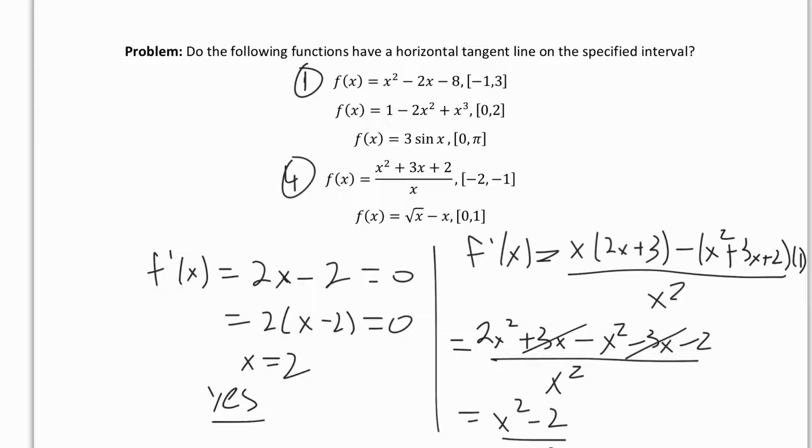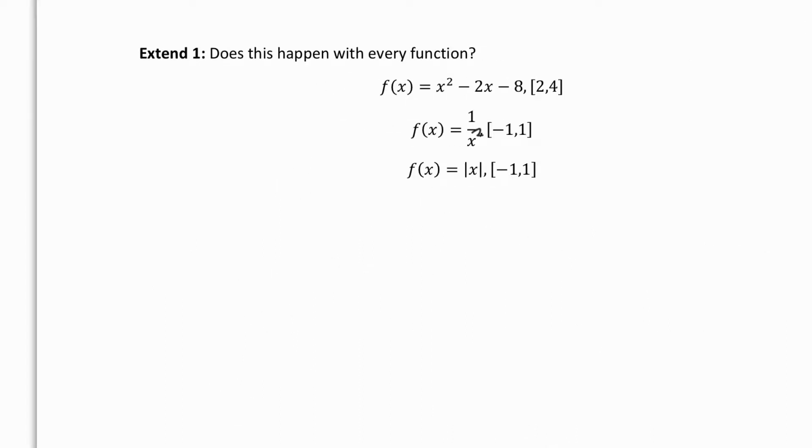So you might think then, I guess every graph seems to have a horizontal tangent line. That would be kind of cool. Maybe that's a universal property of graphs. Maybe every graph always has a horizontal tangent line. But let's look at the extension here. Does this happen with every function? Well, let's try that first one.